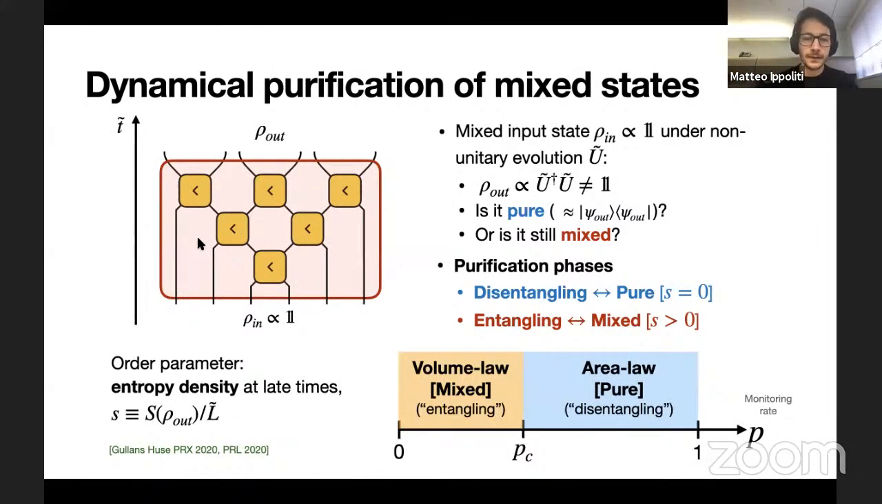All right. Yeah. I also have a question. When you talk about the entropy density at late times, what are the typical time scales for you to consider that you are late in time?